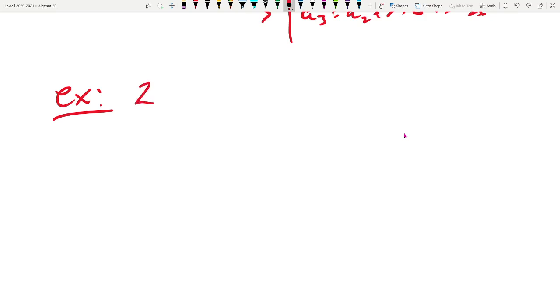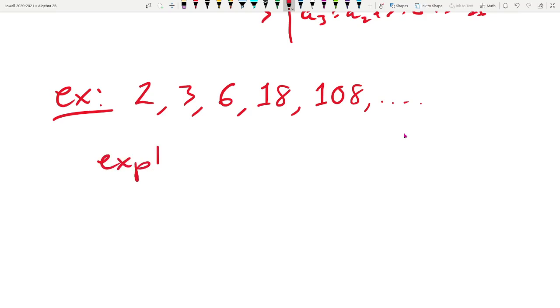I'm going to go 2, 3, and then I'm going to go 6, and I'm going to go 18, and then I'm going to go, oh boy, 108. Okay? So, I don't know about you, but I don't see an explicit equation. But we can maybe try it.